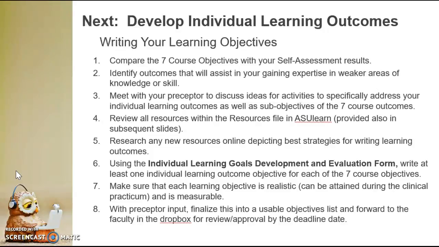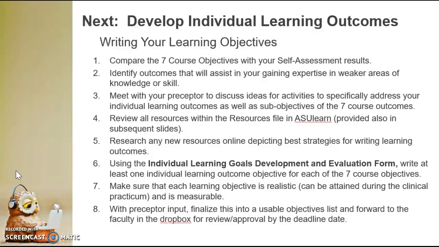Then look at all the resources that are provided in As You Learn on subsequent slides of this. Research any new resources online that depict best strategies for writing learning outcomes. Then you'll use the form that we've discussed. Write at least one individual learning outcome objective for each of the 7 course objectives.